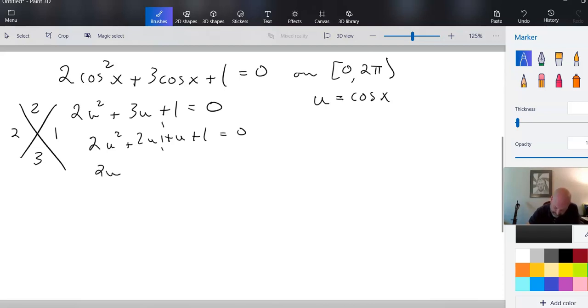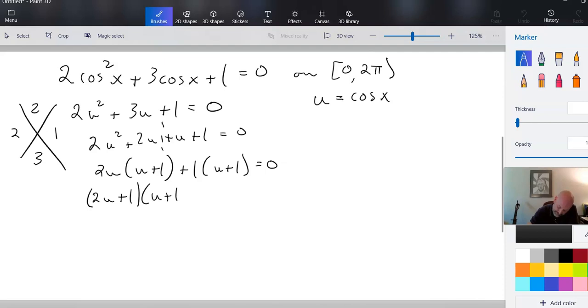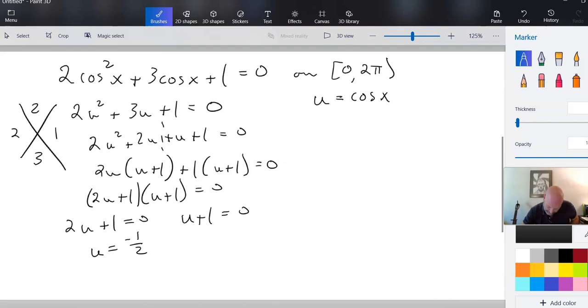And that means 2u is my common factor. So that gives me a u plus 1 here. And the back side, I have 1 as a common factor. So that also leaves me with a u plus 1. So I end up with 2u plus 1 times u plus 1 equals 0, which means 2u plus 1 equals 0, or u plus 1 equals 0, which again gives me that u is equal to negative 1/2, and u is equal to negative 1.